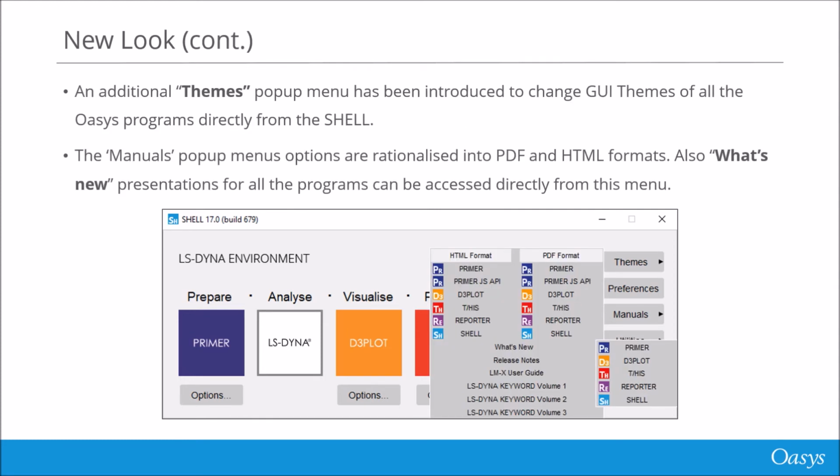The new themes pop-up allows you to change the GUI across the entire suite to all the various different new themes: dark, light, and classic. And the manuals pop-up has now been redesigned to give you easier access to the PDF and HTML formats of the manuals. Also, you can access the What's New presentations for all programs from this menu. So that contains much more information on all the new features that we've added in across the suite.